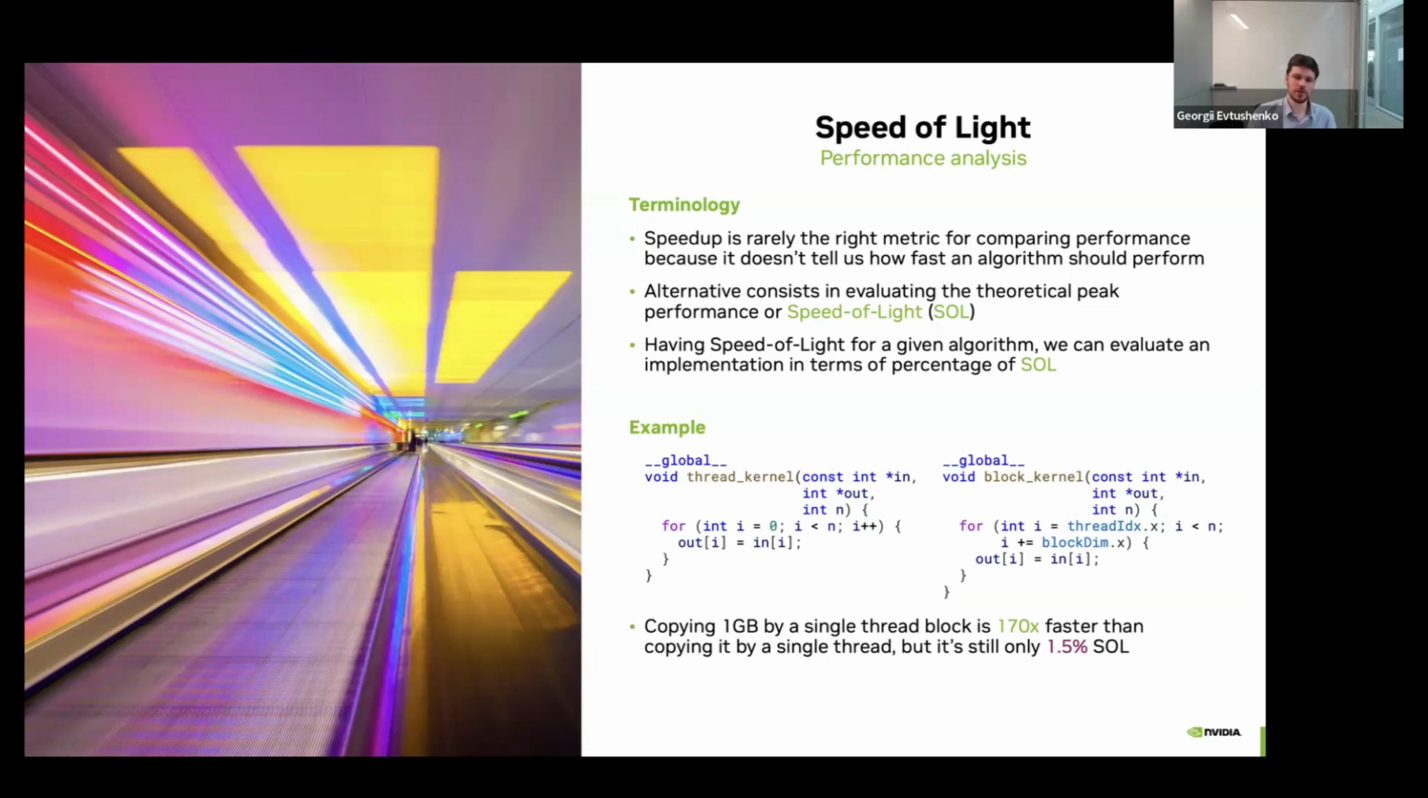Besides that, speed of light tells us when to stop optimizing the code. Just like in the example I mentioned, the 200x speedup suggests that we can stop optimizing. But when we look at 2% speed of light, the reaction is quite opposite. And to showcase speed of light analysis on a concrete example, let's try to figure out speed of light for scan.